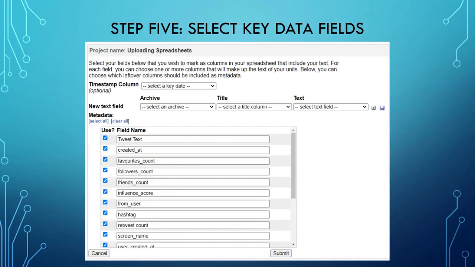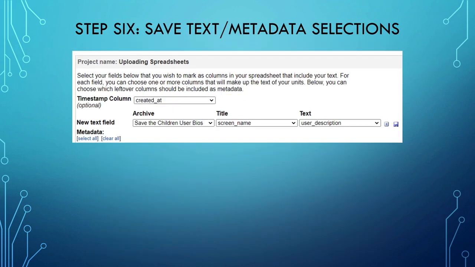In step 5, you're going to select the key date if it's available, and you're going to name the archive where the data will be stored in DiscoverText. You're going to select a title, which is an arbitrary selection which may or may not be useful, and then you're going to select the text, which is the text you want to code. In this case, I'm actually going to select the user description, which is the bio of the Twitter user.